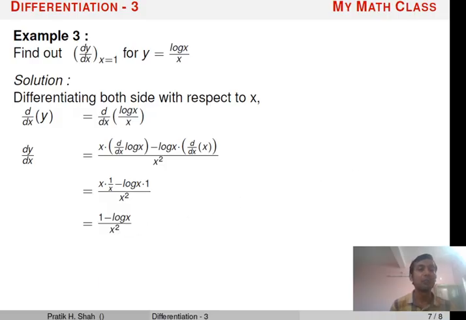But here the example is not over. Remember we have to find out dy by dx at x is equal to 1, which is nothing but we will substitute x is equal to 1 in our answer. So dy by dx at x is equal to 1 is equal to 1 minus log 1 divided by 1 square. As I said, we are just substituting x is equal to 1. We know that log 1 is equal to 0. So what are we left with finally? This is equal to 1.